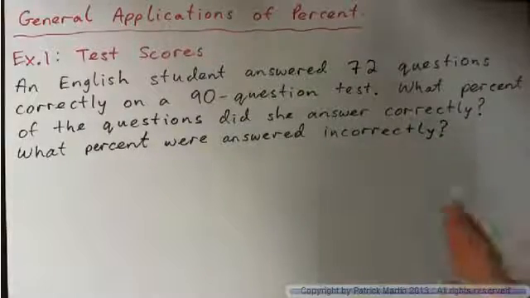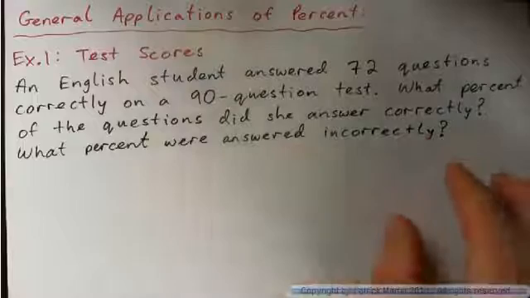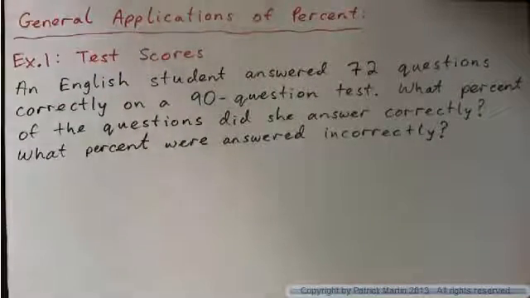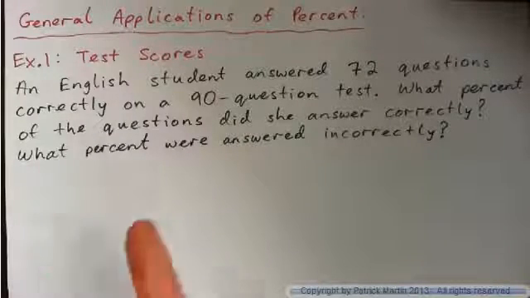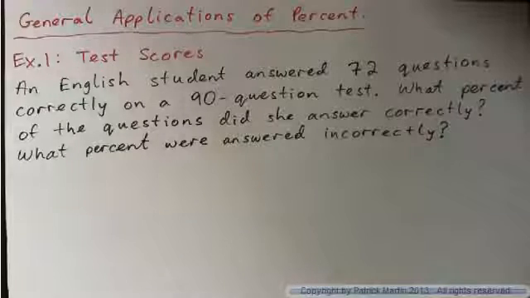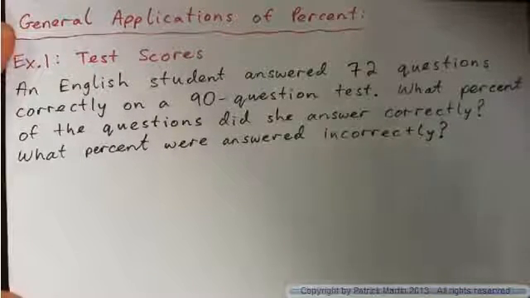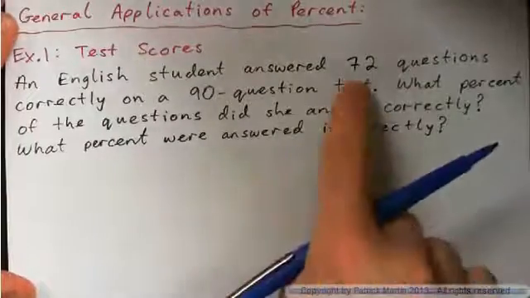An English student answered 72 questions correctly on a 90 question test. What percent of the questions did she answer correctly, and what percent were answered incorrectly? Okay? So some students like to write these real-life problems down. It helps you to really understand what this is all about. So by all means, take your time, write it down, and press pause if you need to. And then we're going to try to figure out what are we trying to do here? What do we need to do to get the answer?